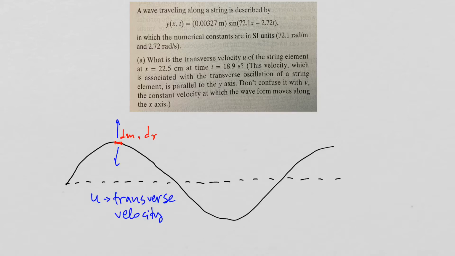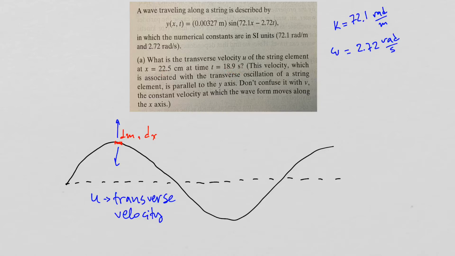So let's put those on the side here. The wave number k is equal to 72.1 radians per meter, and omega, the angular frequency, is 2.72 radians per second. So we want to find the transverse velocity, and more specifically the value of the transverse velocity when x is equal to 22.5 centimeters and the time is 18.9 seconds.